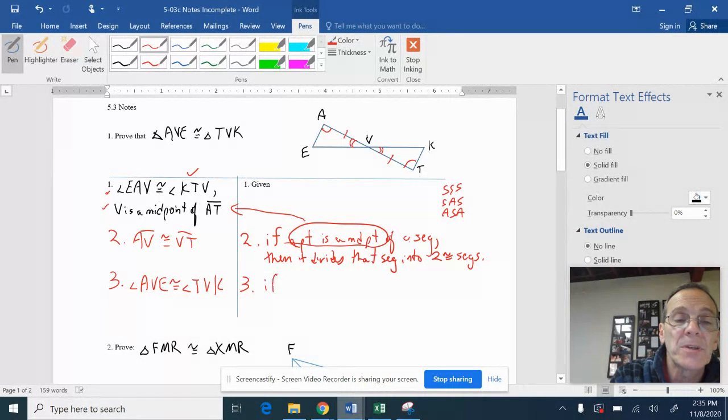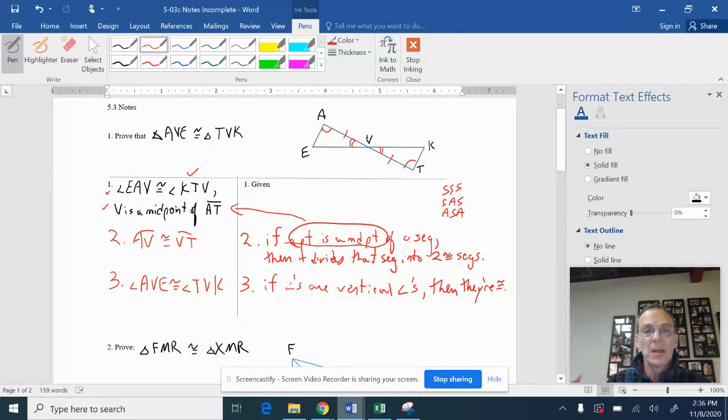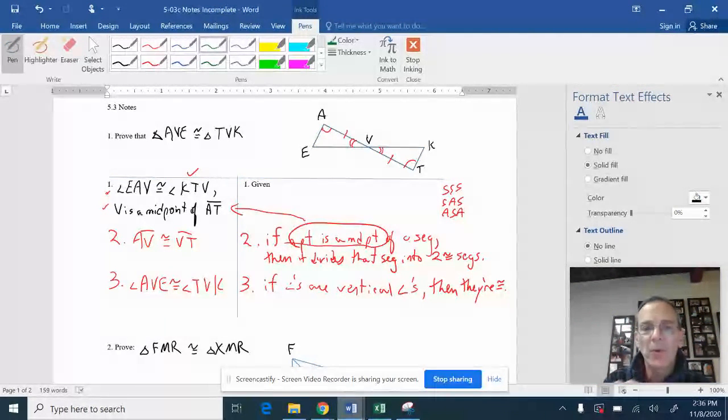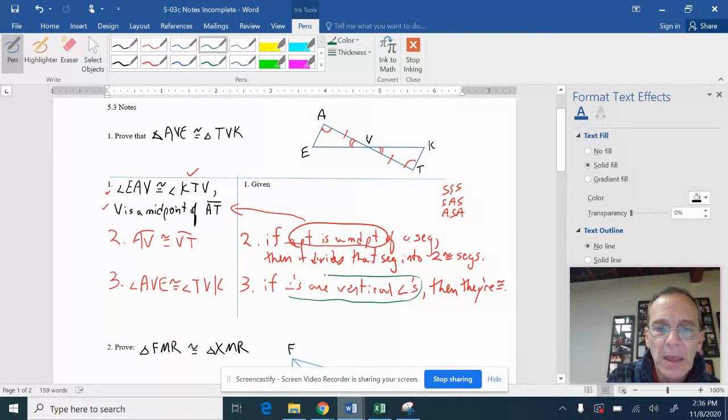And here's how we're going to write the reason. If angles are vertical angles, then they are congruent. Okay? Now here's what's unusual about this reason. I've been telling you, every time you write a reason, you better be able to circle the hypothesis and connect it to some statement in the statement column that literally says that thing is true.